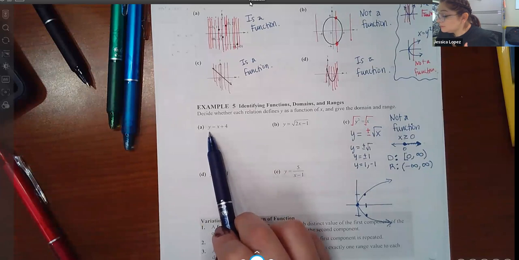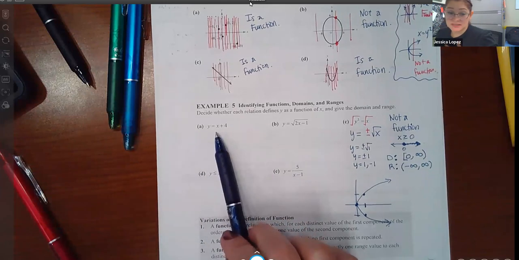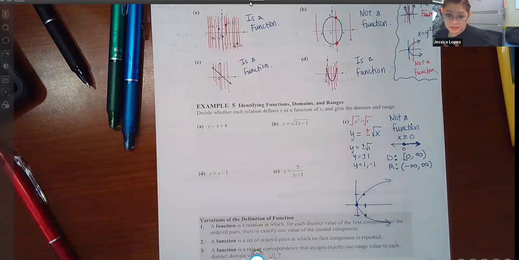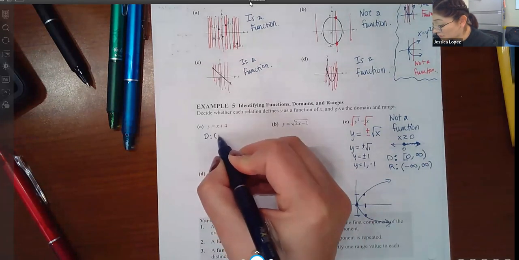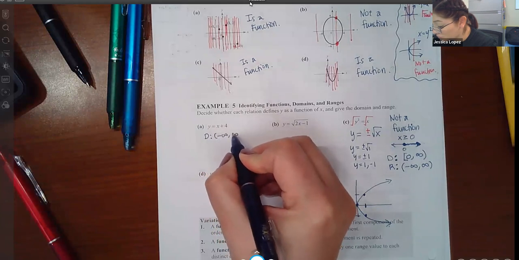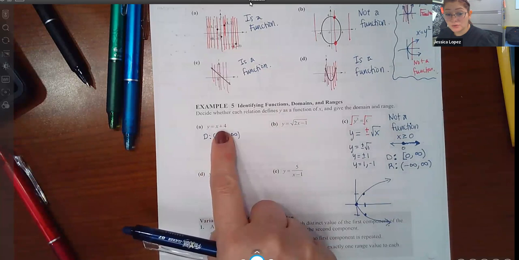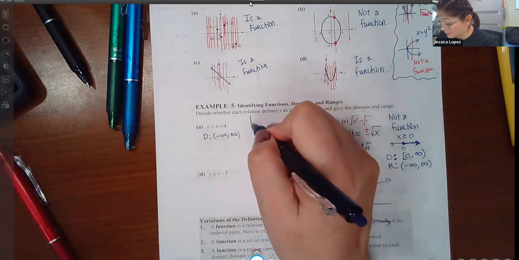Now here, this function does not have any square roots. It does not have any fractions, no logarithms, none of those three things that we needed to be looking out for. And the y is already solved for, so I can look at x plus 4. It doesn't have any radicals and it doesn't have any fractions. So when that happens, you have to assume that the domain is automatically going to be negative infinity to infinity.